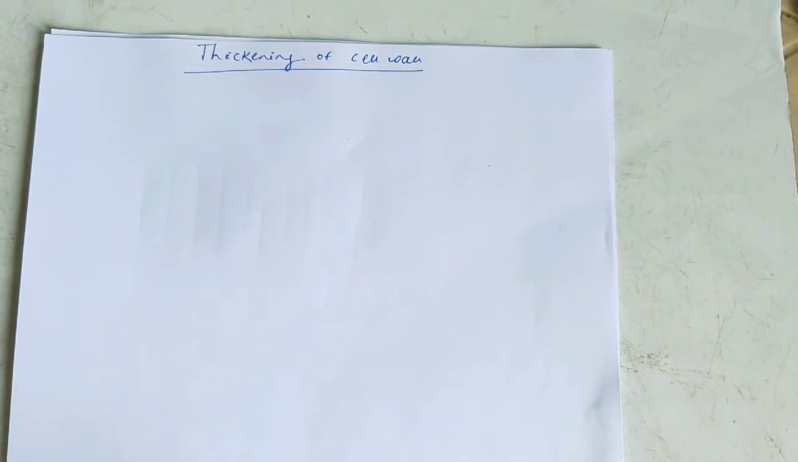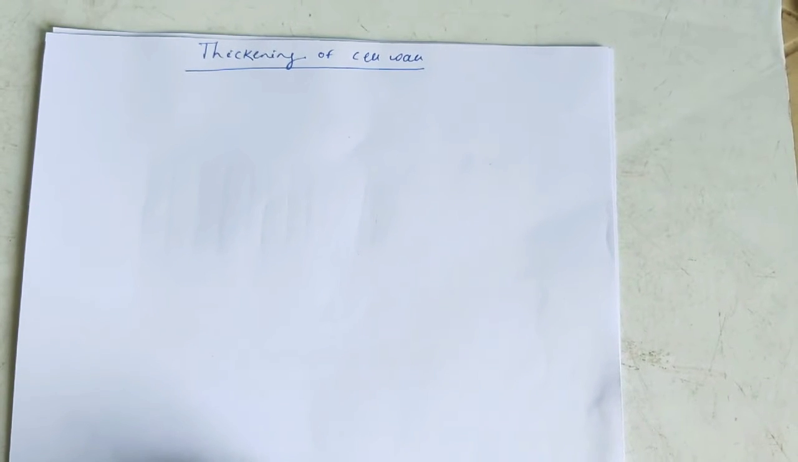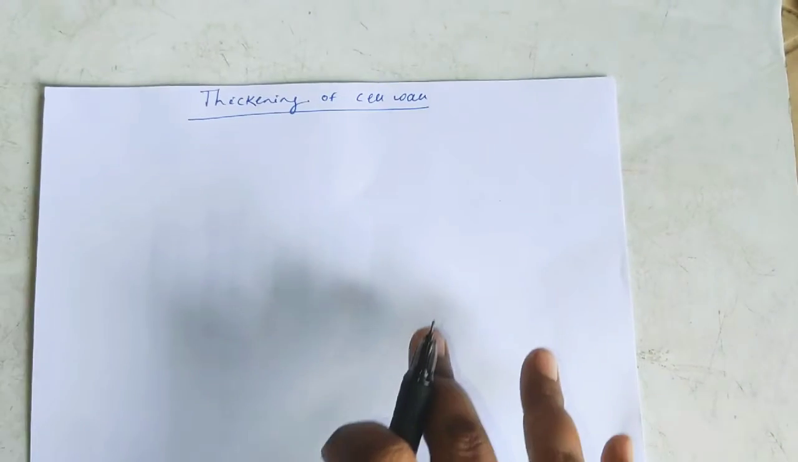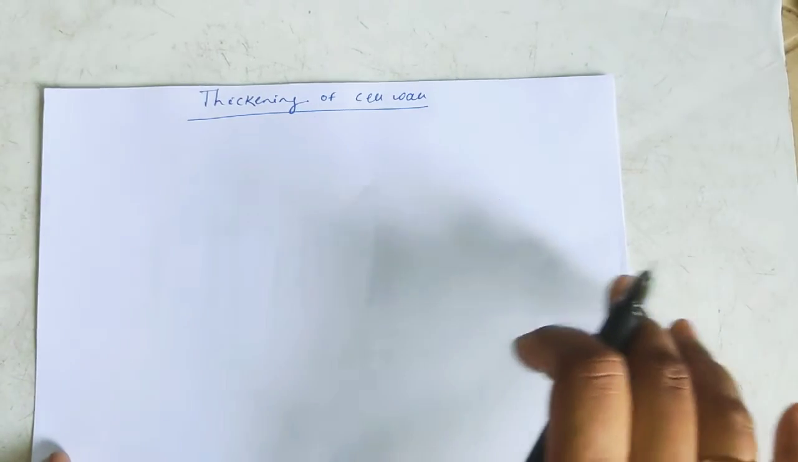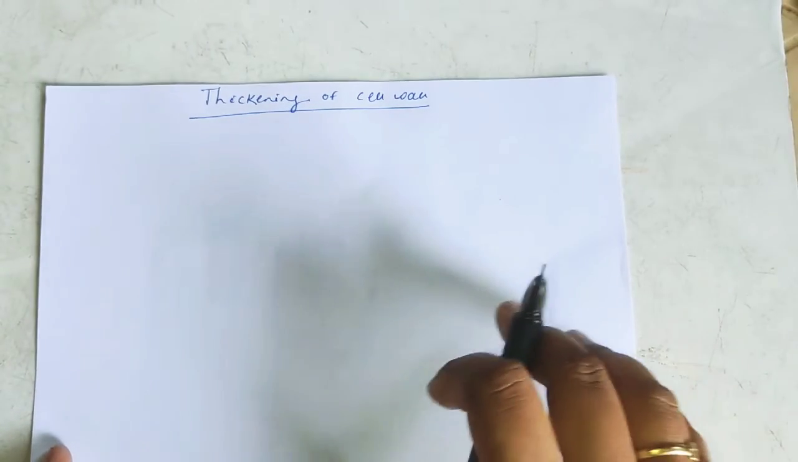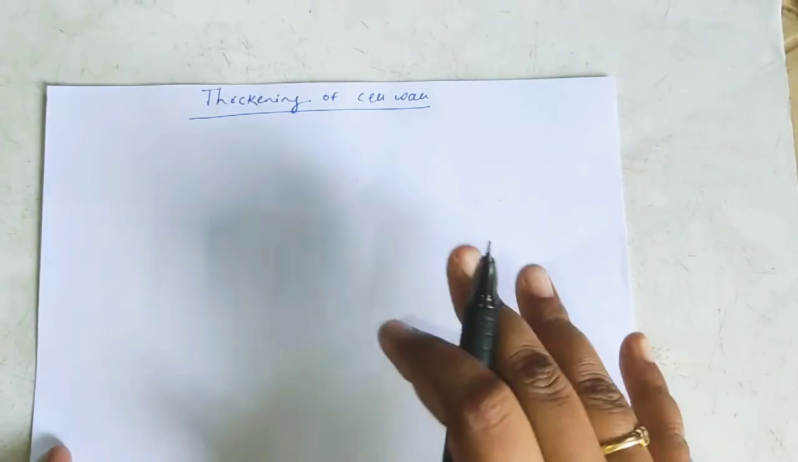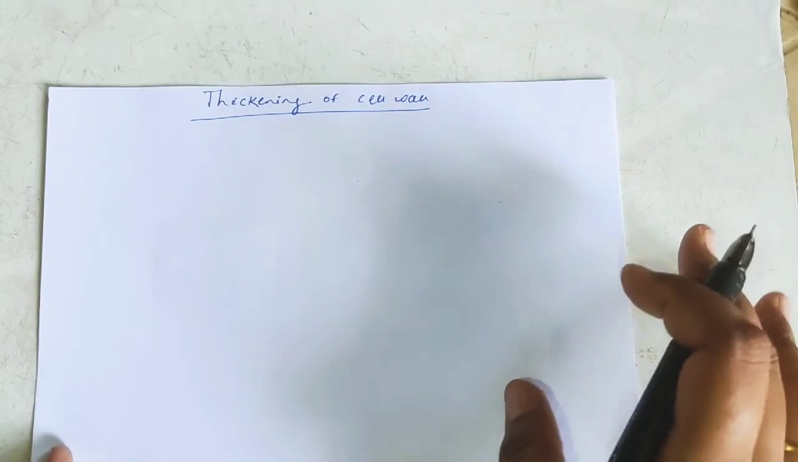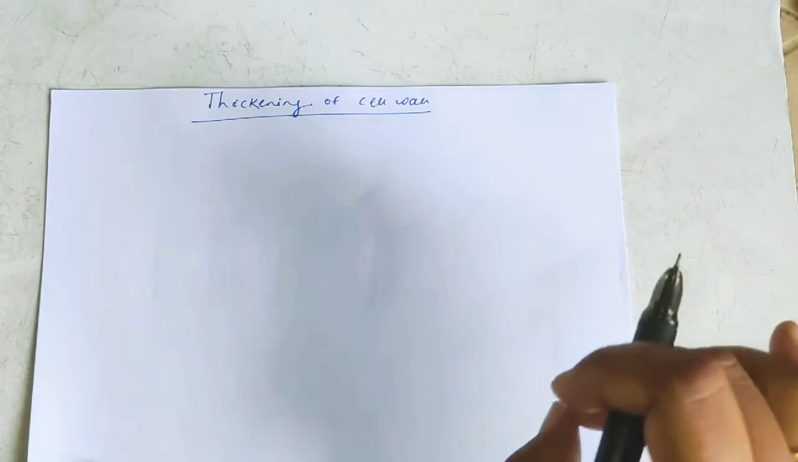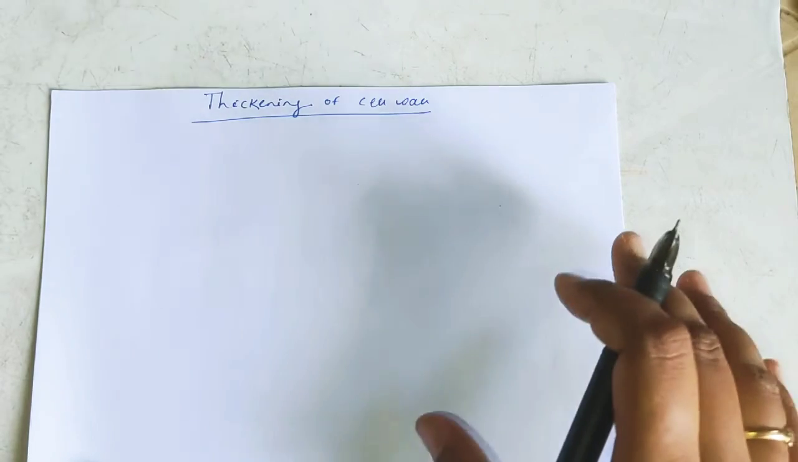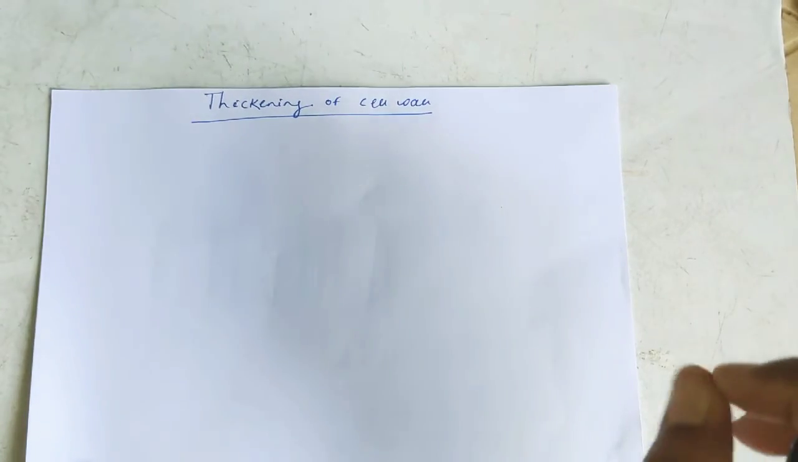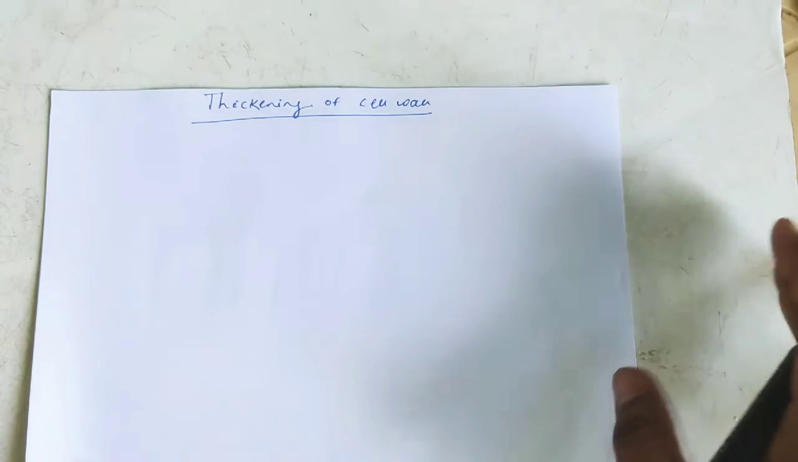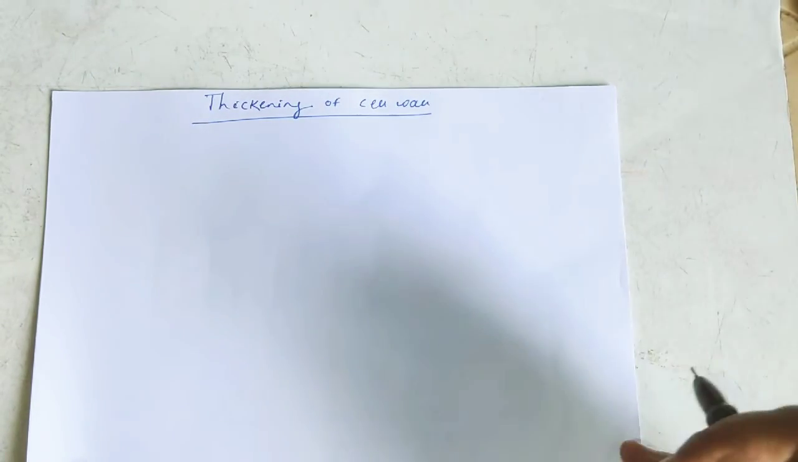This video is about thickening of cell wall. In our previous video we already studied about the growth of cell wall. Thickening occurs when the cell shows secondary growth. During the secondary growth, the cell started to thicken and it became more hard. The thickening is done by the deposition of lignin and other material on the cell wall.